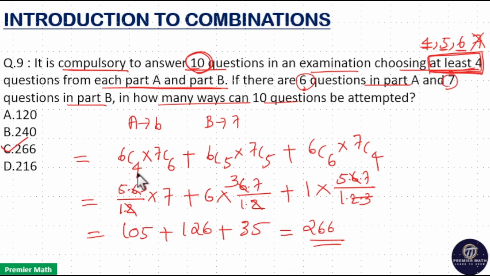That is, if you are choosing 4 questions from part A, then you can attend 10 questions in 105 ways. If you are choosing 5 questions from part A, then you can attend 10 questions in 126 ways. If you are choosing 6 questions from part A, you can attend 10 questions in 35 ways. And in total, you can attend 266 ways with this at least 4 condition.